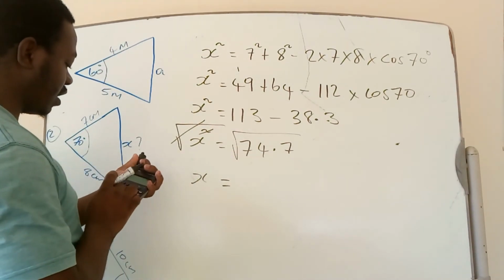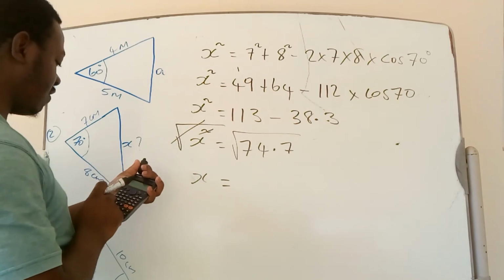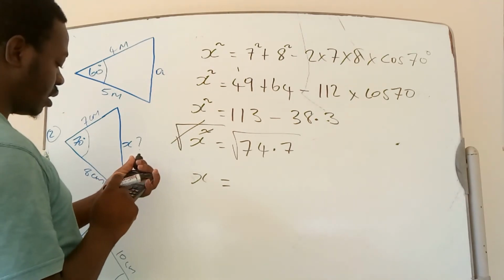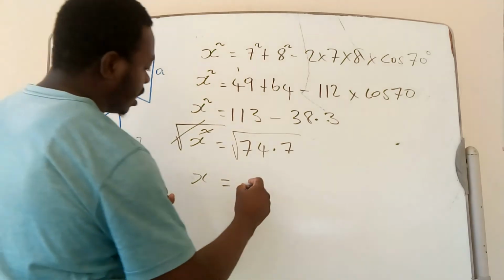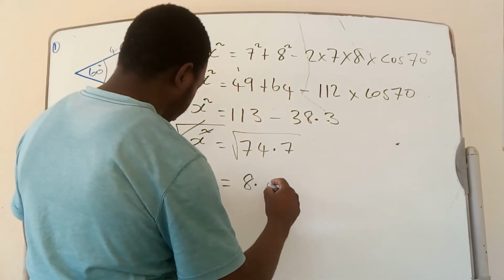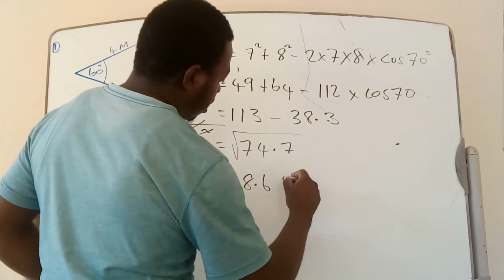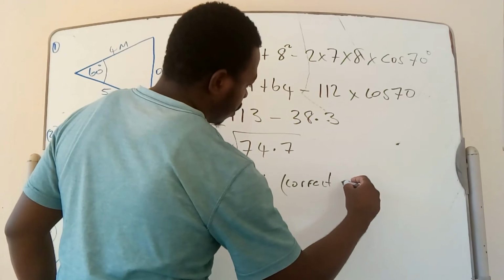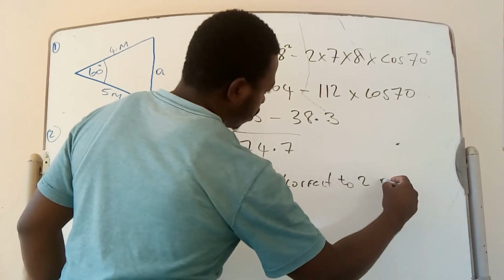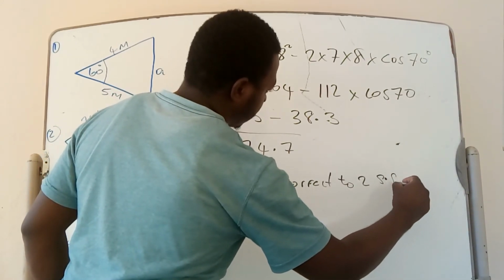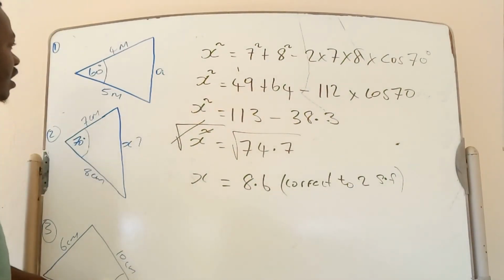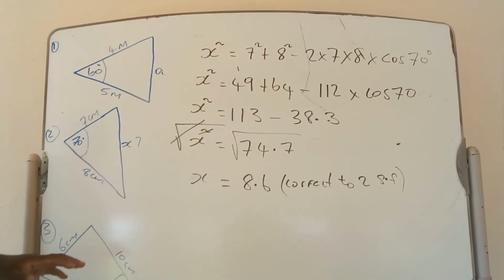Place that on your calculator. The square root of 74 equals, that is approximately 8.6, correct to 2 SF. And SF means significant figure. So that is how you would use the cosine rule to find this side.